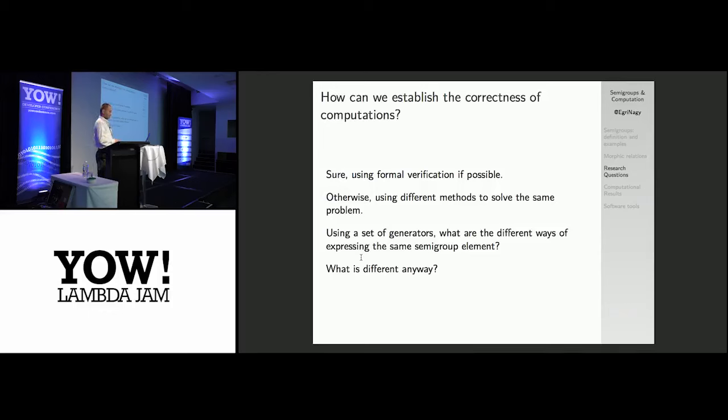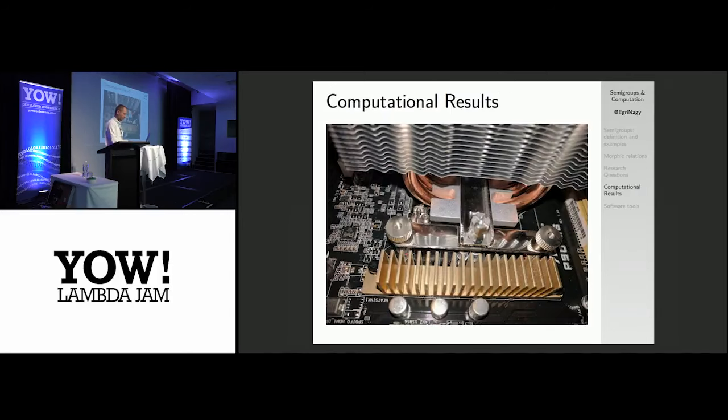So the question is, using a set of generators, what are the different ways of expressing the same semigroup element? If a computation is defined by a sequence of those elements, that's one particular solution to the computational problem of getting that particular element. So how many different ways are there? This is counting paths in a graph. And the question is, what is different anyway? So, computational results.